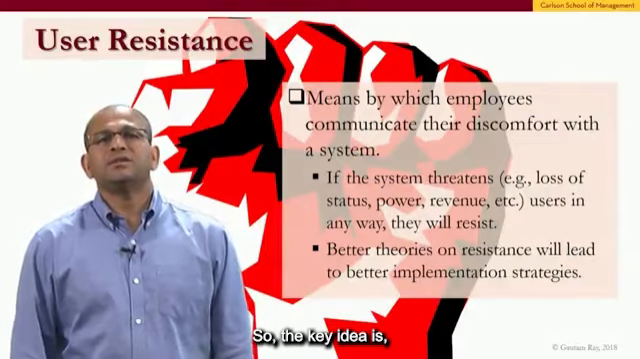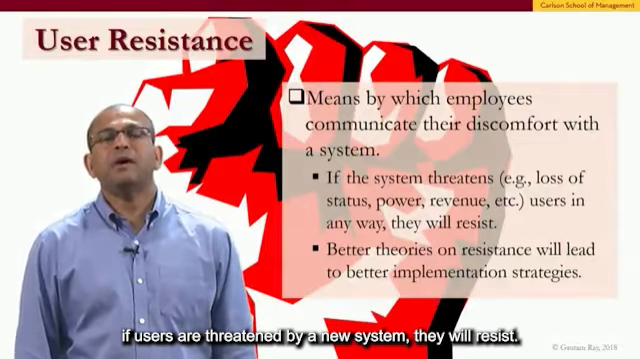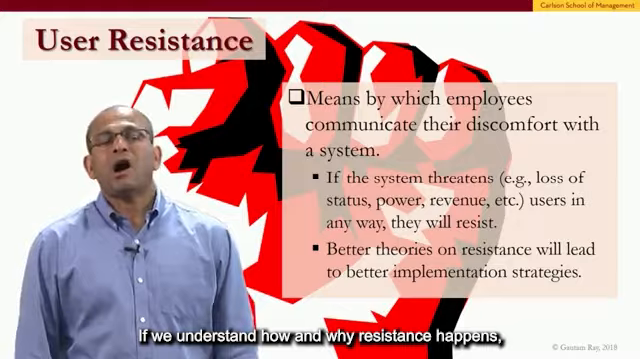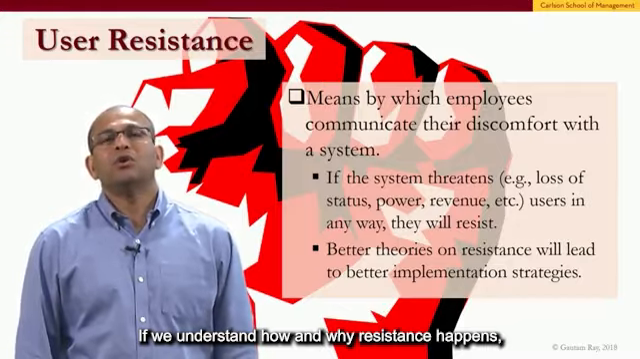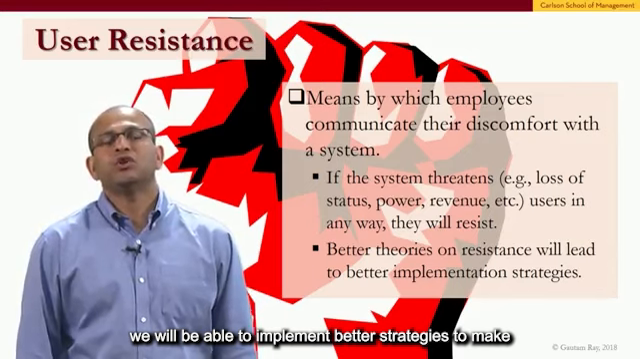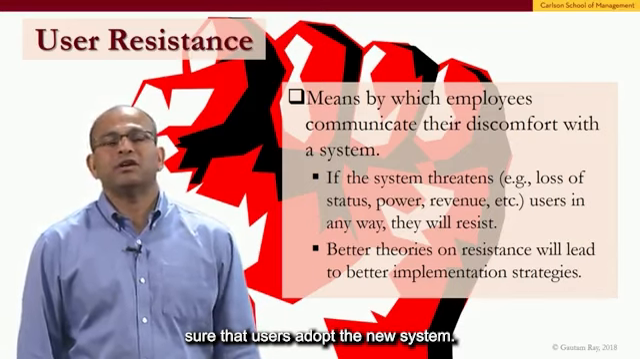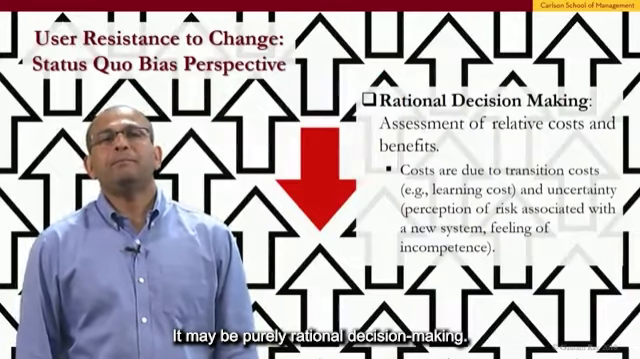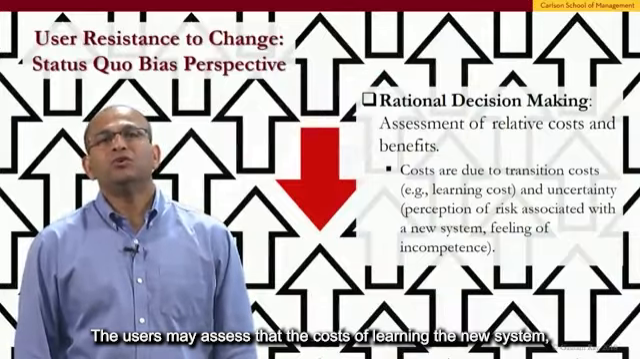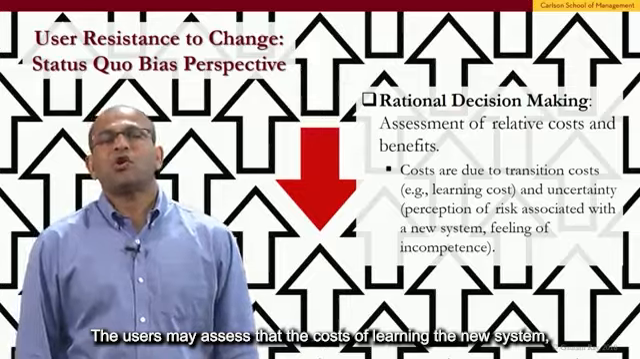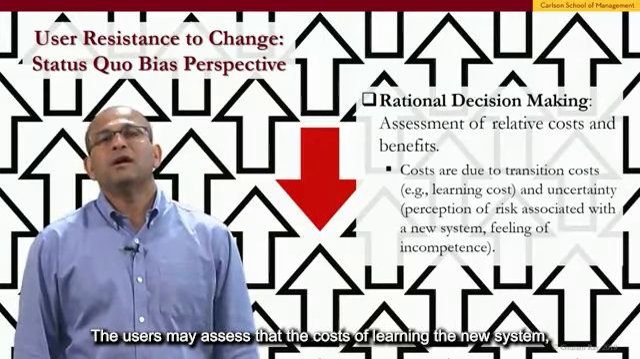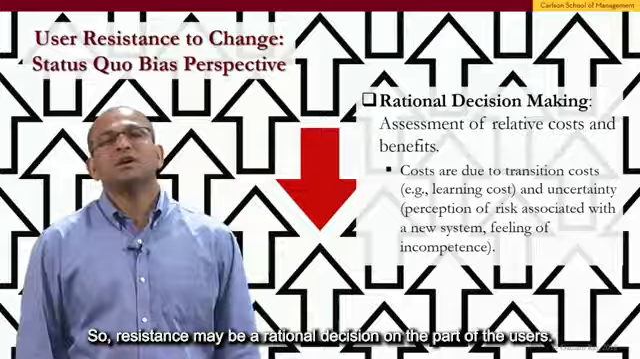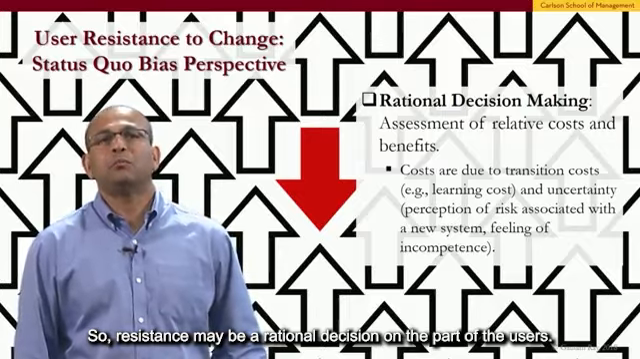So the key idea is, if users are threatened by a new system, they will resist. If we understand how and why resistance happens, we will be able to implement better strategies to make sure that users adopt the new system. So why do users resist a new system? It may be purely rational decision making. The users may assess that the costs of learning the new system do not make it worthwhile to adopt the new system. So resistance may be a rational decision on the part of the users.